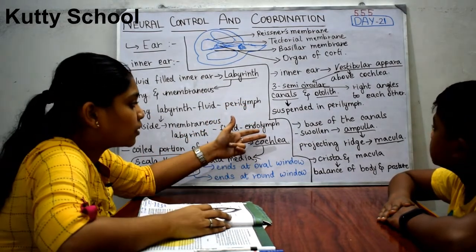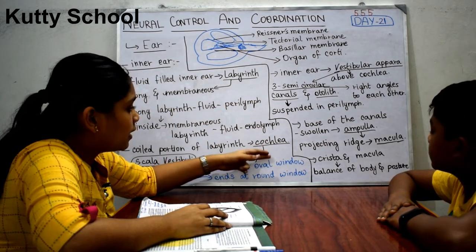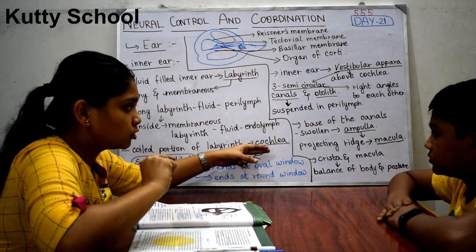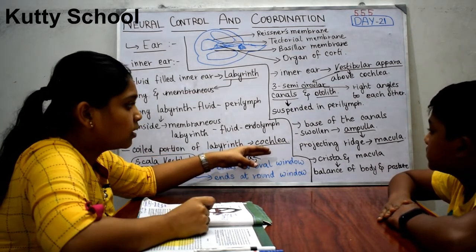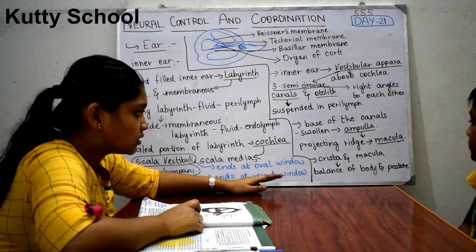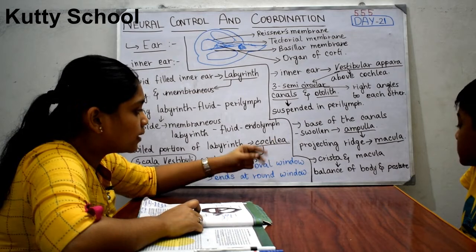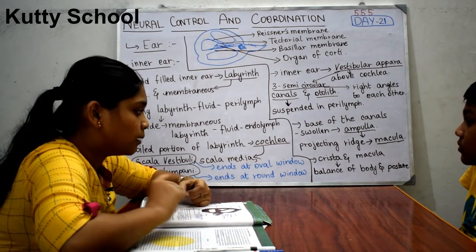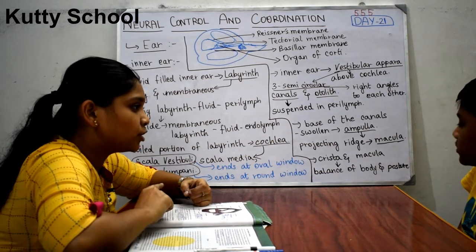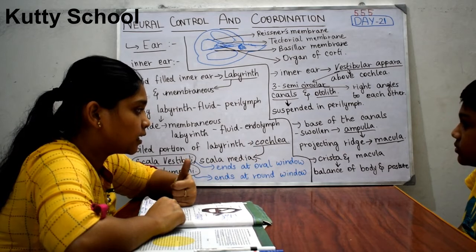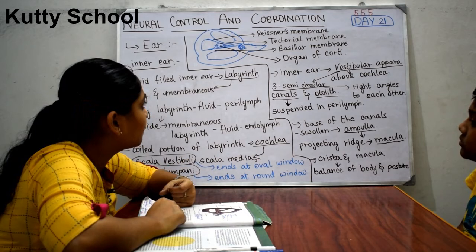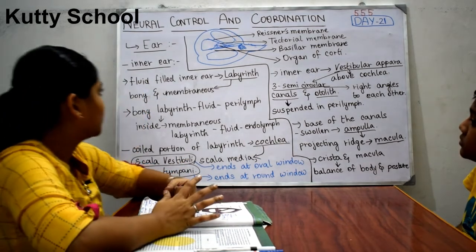That swollen part is known as ampulla. The projecting ridge of the ampulla, a small ridge-like extension, is known as macula. The other structure which is connected with macula is known as crista. Crista and macula both maintain the balance of the body and posture. We saw the Eustachian tube in the middle ear, and this is in the inner ear. So this is the structure of the inner ear.